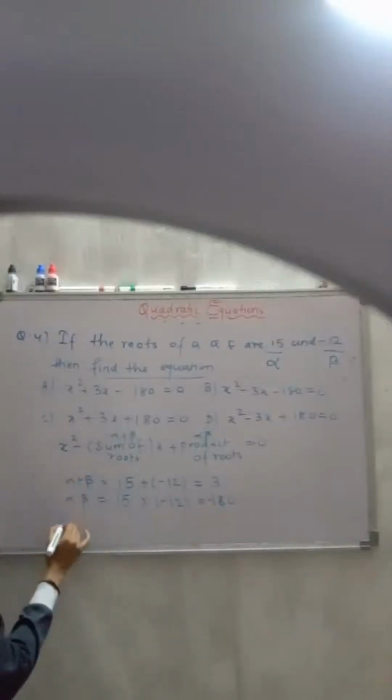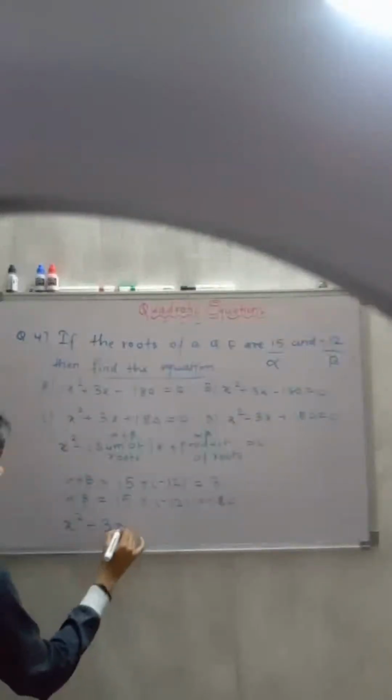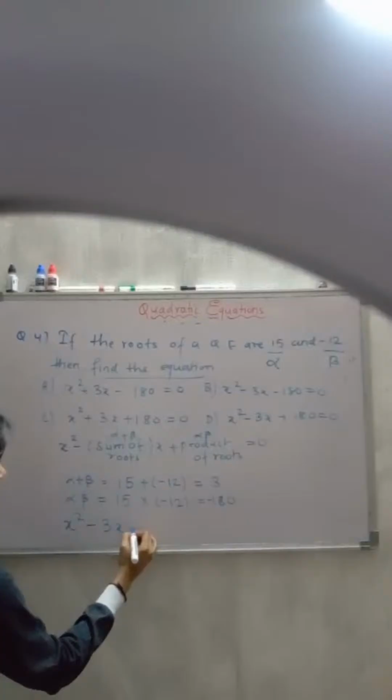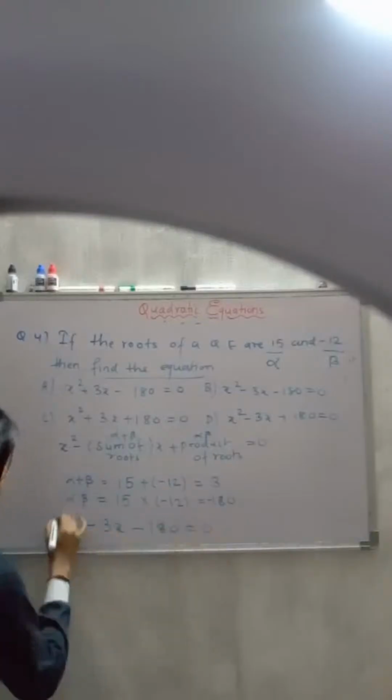So x square minus sum of roots times x plus product of roots equal to 0. This is the quadratic equation: x square minus 3x minus 180. Option B is the correct answer. Now next, question number 5.